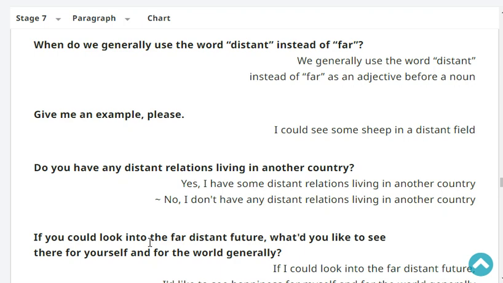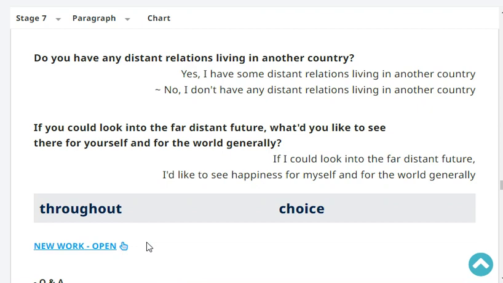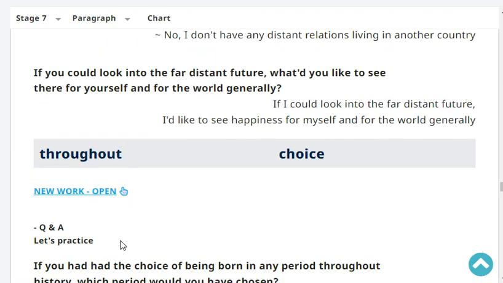Very good. Do you have any distant relations living in another country? Yes or no? Yes, I have some distant relations living in another country. If you could look into the far distant future, what would you like to see there for yourself and for the world generally?